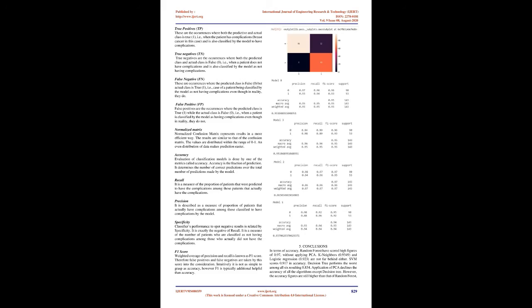In a confusion matrix, as shown here, the rows represent the actual labels while the columns represent the predicted labels. True positives, TP. These are the occurrences where both the predicted and actual class is true, 1, i.e., when the patient has complications, breast cancer in this case, and is also classified by the model to have complications. True negatives, TN. True negatives are the occurrences where both the predicted class and actual class is false, 0, i.e., when a patient does not have complications and is also classified by the model as not having complications.